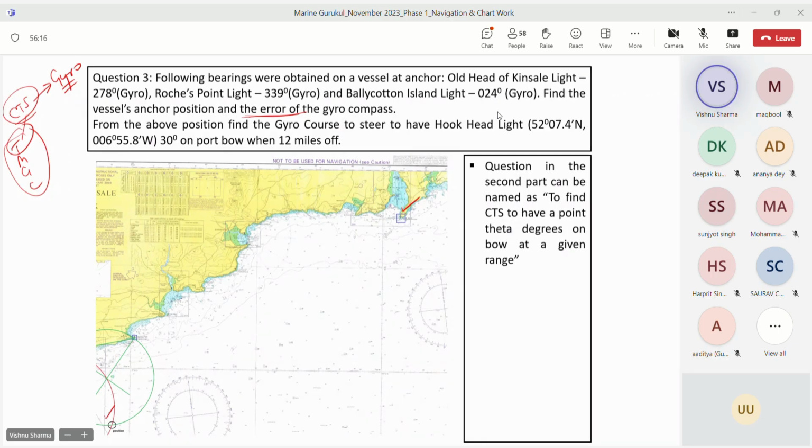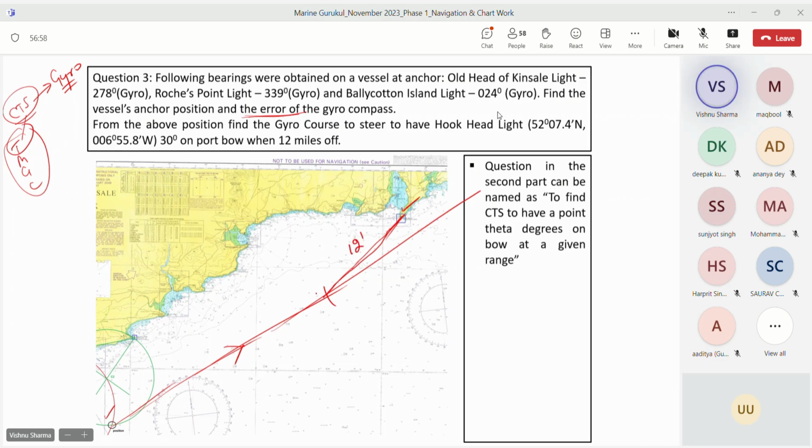First I'll explain it through a diagram, and then I'll come to the procedure that will follow. Let us say this is the required CTS. If this is the required CTS, then where would I be 12 miles off on this line? Because there is no current, this will also be the CMG. If I take my compass, put 12 miles on the Hook Head light and cut it, this distance is 12 miles, what I have marked.